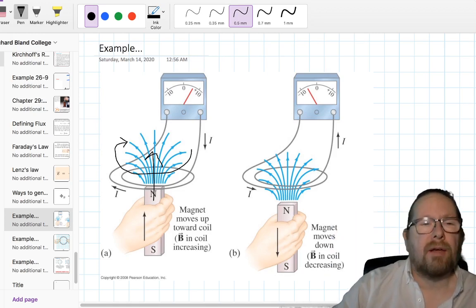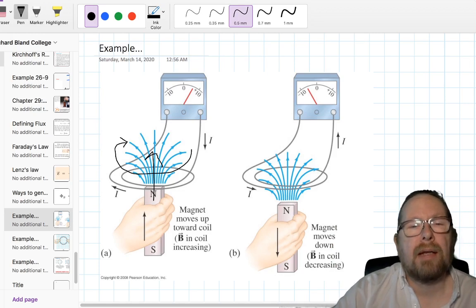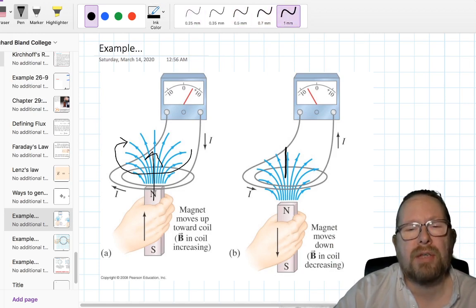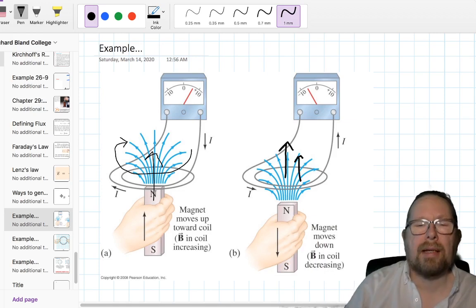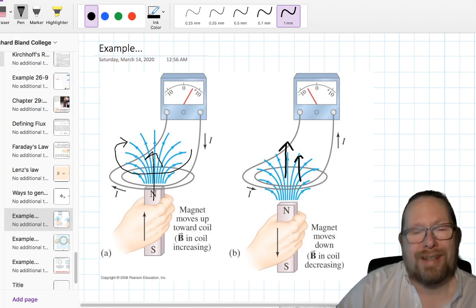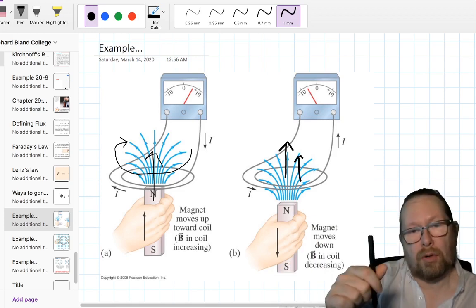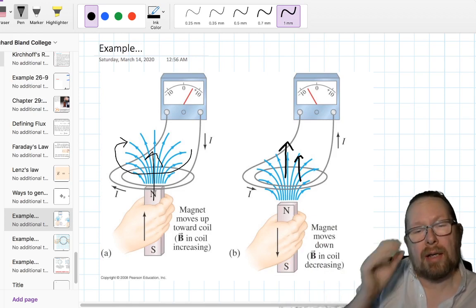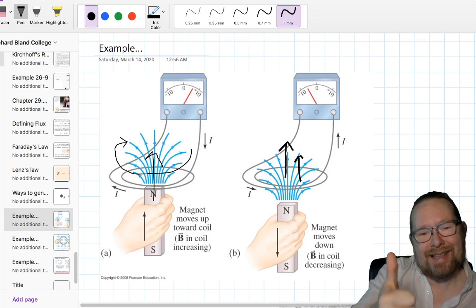That has the effect of decreasing the magnetic flux through the loop. The direction of the magnetic field through the loop is this direction, but you are decreasing it from big to small as you pull the magnet out of the loop. That creates a change in flux, a decrease in the magnetic flux in the upward direction, and the induced current in that loop is going to want to fight against that decrease.